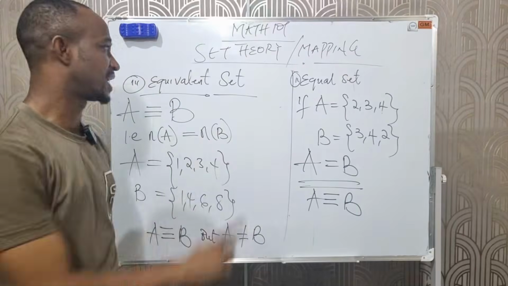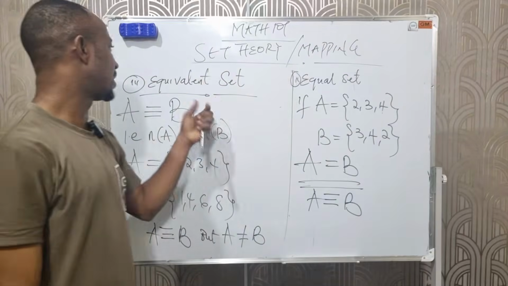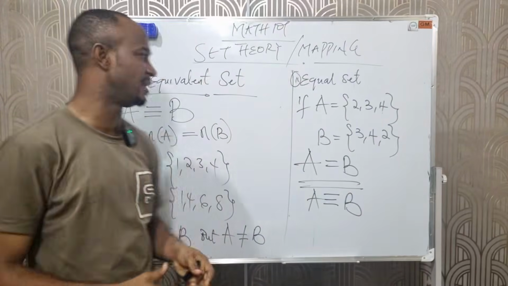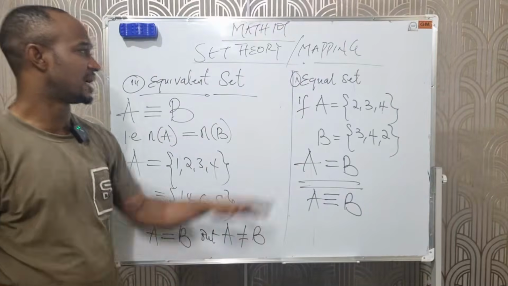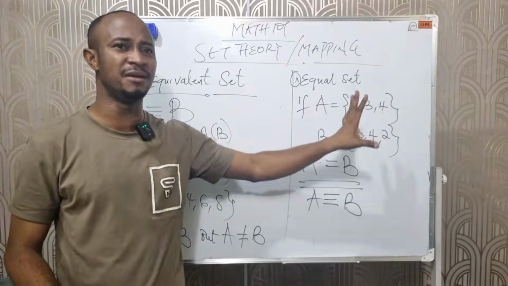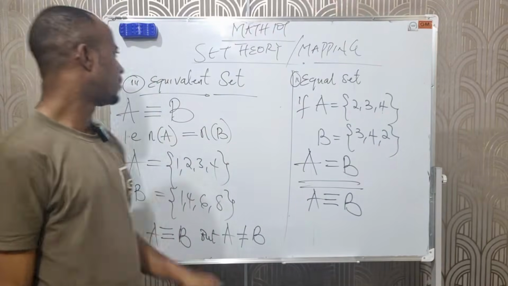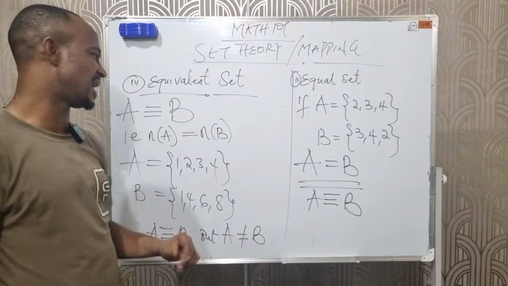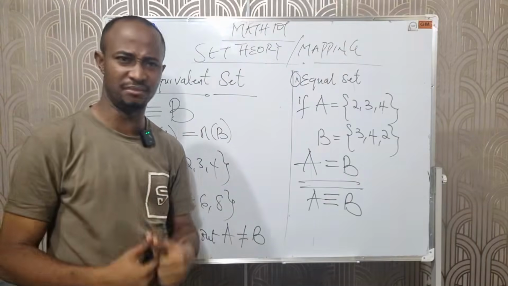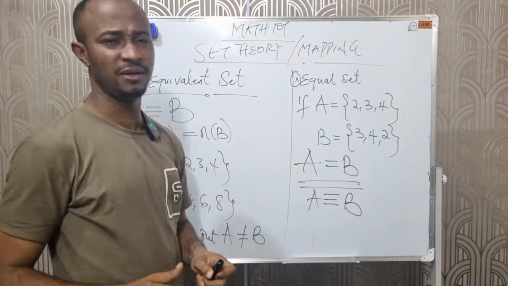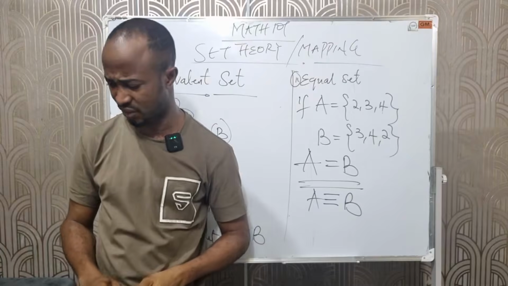So many students have been mixing up equal sets and equivalent sets. Now I've been able to differentiate them, right? Equal sets mean they have the same elements in common. But when you hear the word equivalent, that means they have the same number of elements.